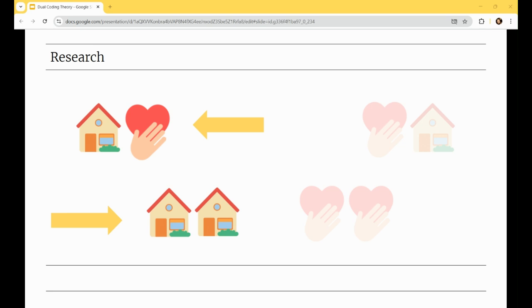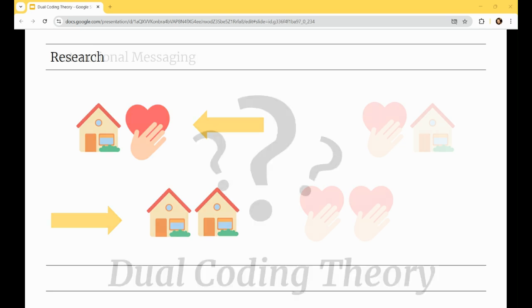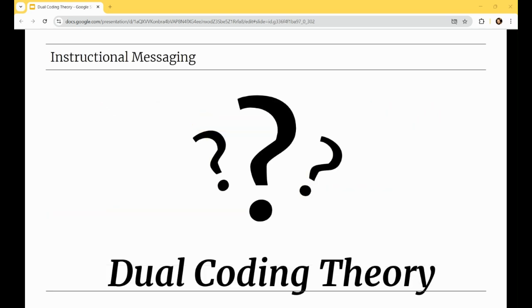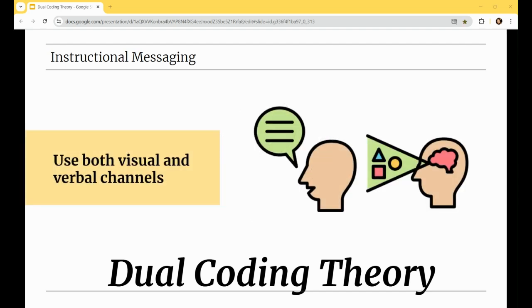Because he found that when this recall worked the best, when the first word was a concrete image-evoking word, such as a house, in comparison to an abstract word, such as truth or love, that doesn't really evoke a specific image in the brain. So, what can we do with this information? Well, we can use it to guide our instructional messaging to make it as effective as possible.